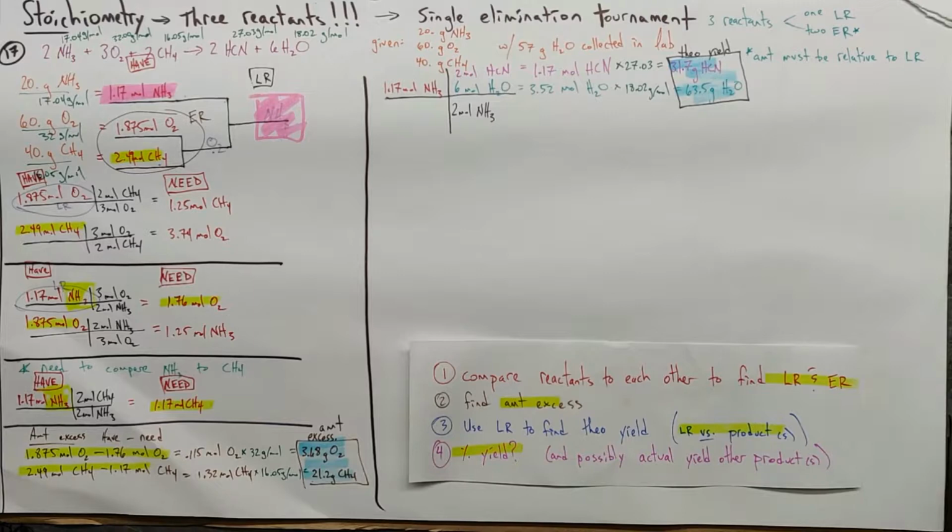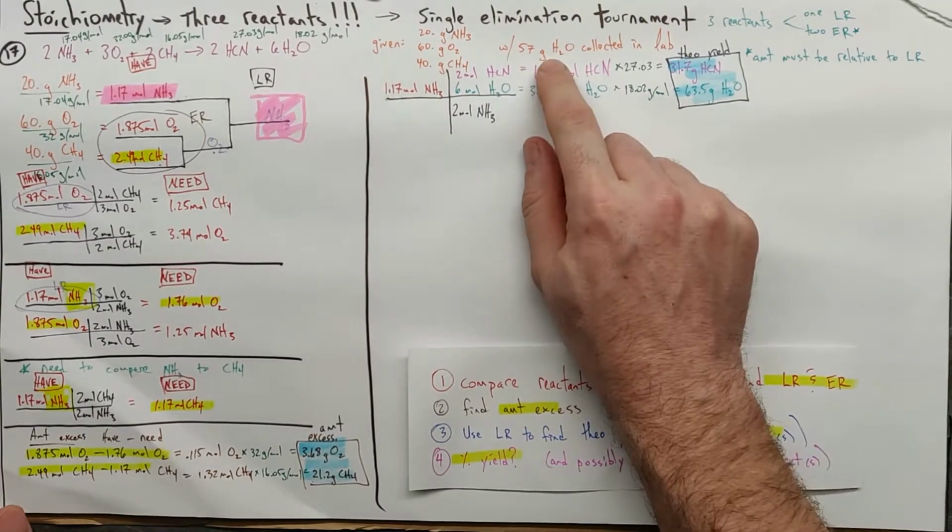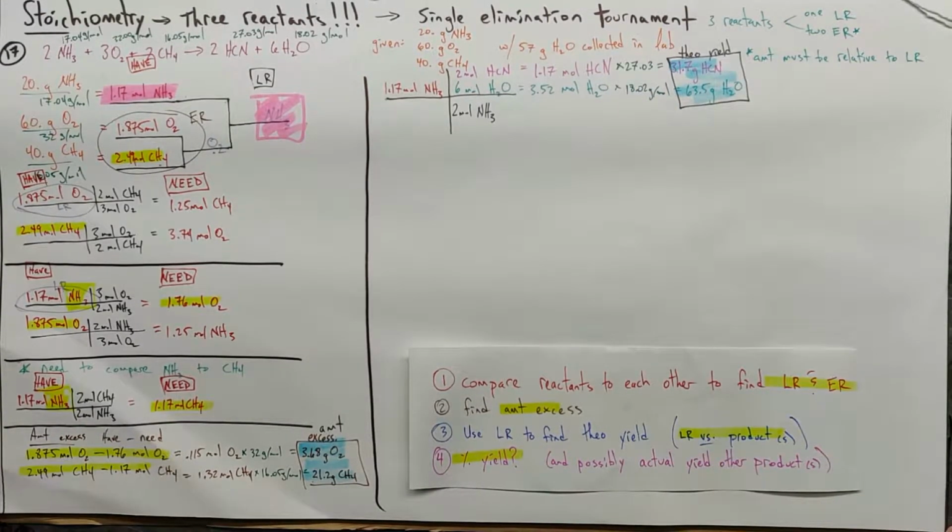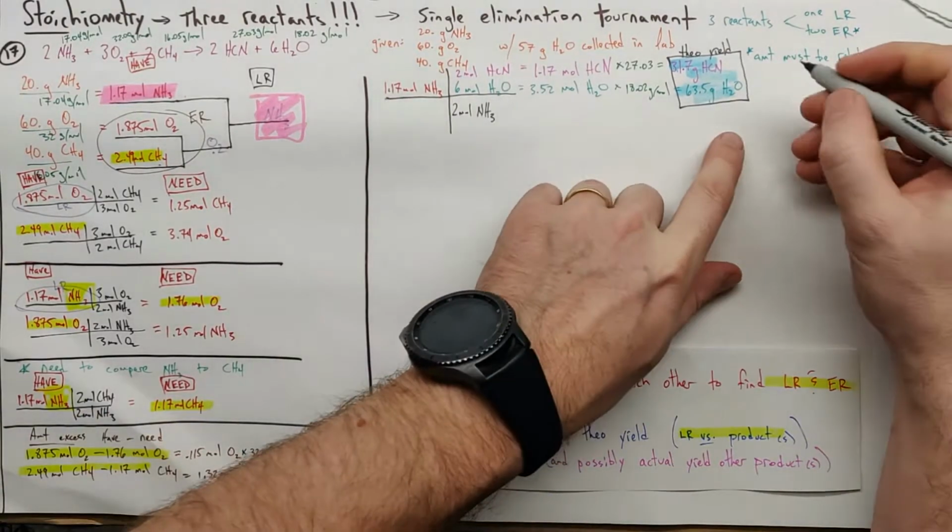And then we can get a percent yield, and I don't know why I bothered putting that into this problem because it's big enough as is. But I had said that 57 grams of water were collected in the lab. We know how to calculate a percent yield, and I made some bad color choices earlier, so we're going to have to switch to this.